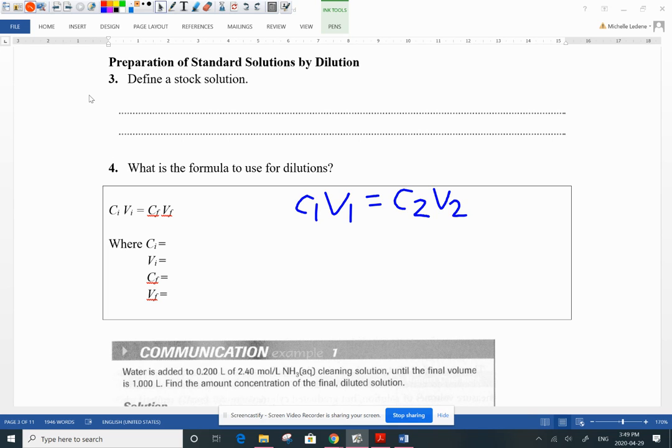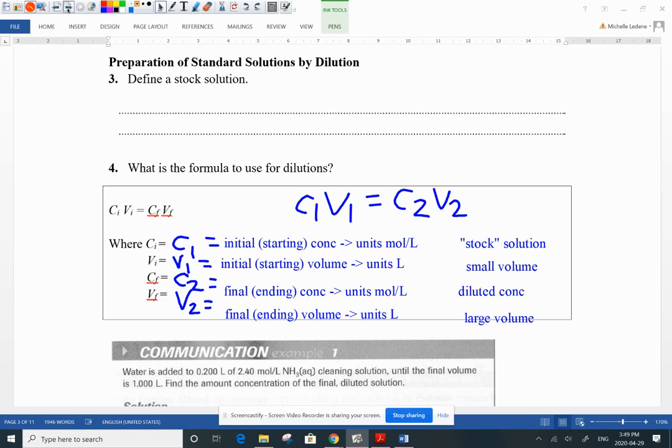I like writing C1V1 is C2V2. That reminds me a lot of our Boyle's Law formula, this inverse relationship, okay? And so whichever way you want to do it, it's fine. I accept either one. So Ci is the initial or the starting or the first concentration. So that's why we say C1. And of course, its units are in moles per liter.